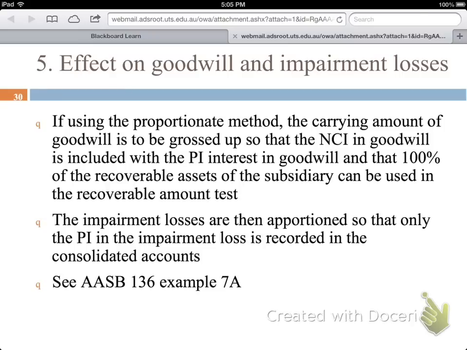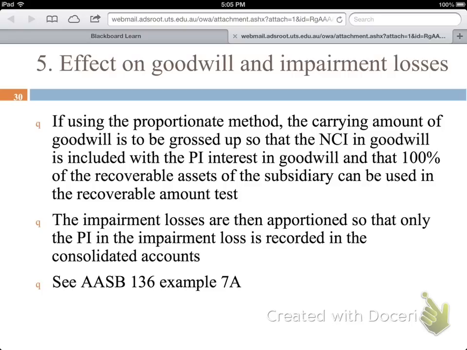So how does the presence of NCI impact on goodwill impairment? Okay, note we've had a look at goodwill impairment before, and I hope that you've already tagged your accounting handbook for where we did impairment of goodwill.